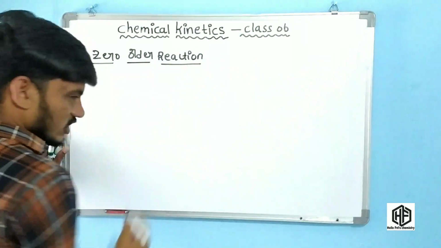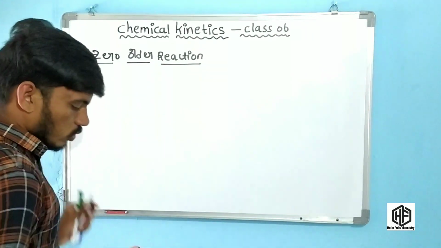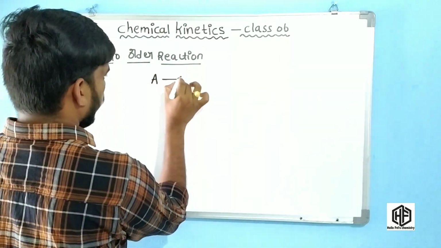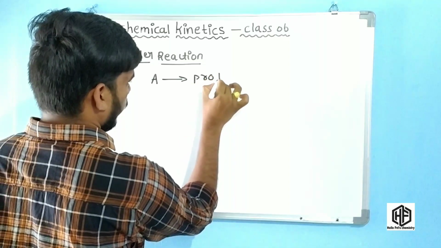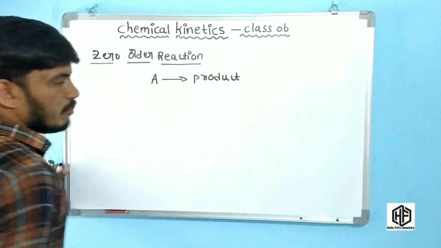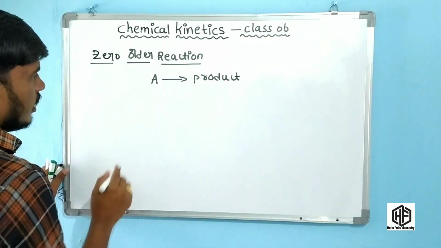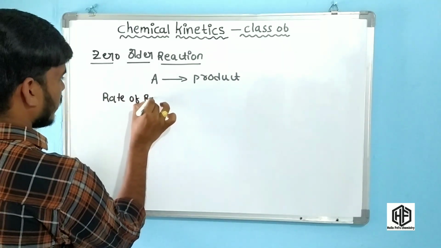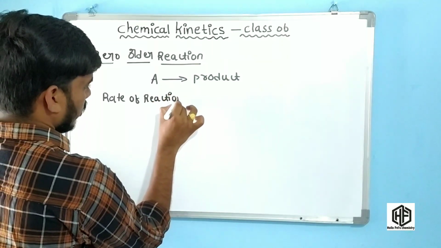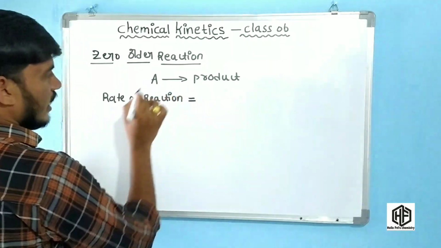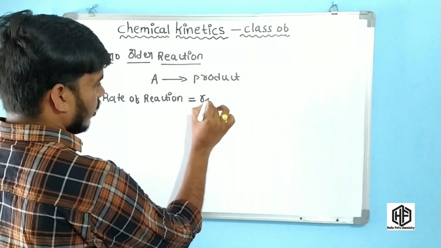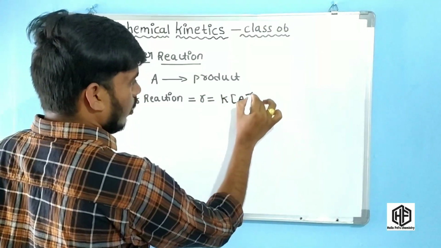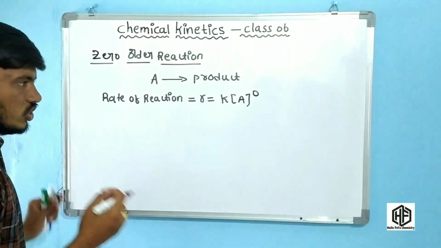Okay friends, now what is a zero order reaction? You have to consider a hypothetical reaction. The reaction is A gives product. This reaction is considered. Now the rate of reaction of this reaction I represent by R. Now R is equal to K into concentration of A power 0. This is called a zero order reaction.